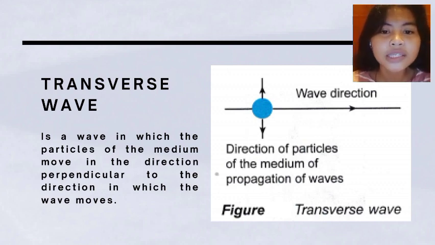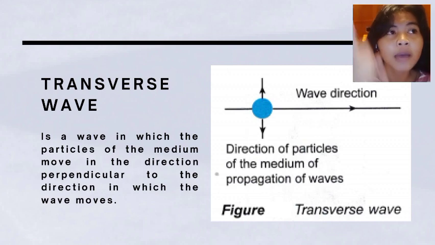So as what you can see on the illustration, the direction of the particles of the medium of propagation of waves is perpendicular to the direction of the wave. So instead of moving sidewards, the same orientation as the direction of the propagation of the wave, the particles in a wave that is transverse move up and down. So since the wave moves sideward and the particles move up and down, it has a 90-degree orientation.